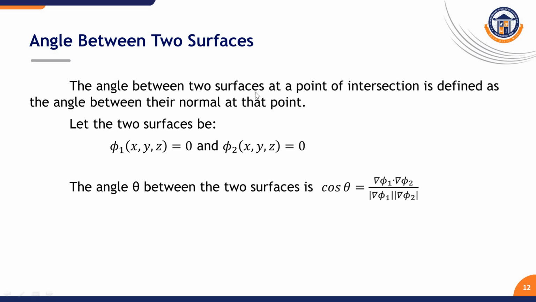Next, angle between two surfaces. The angle between two surfaces at the point of intersection is defined as the angle between the normals at that point. Let the two surfaces be phi 1 of x, y, z equal to 0 and phi 2 of x, y, z equal to 0. We are assuming two surfaces phi 1 and phi 2. The angle theta between the two surfaces is cos theta equal to del phi 1 dot del phi 2 divided by modulus of del phi 1 modulus of del phi 2.